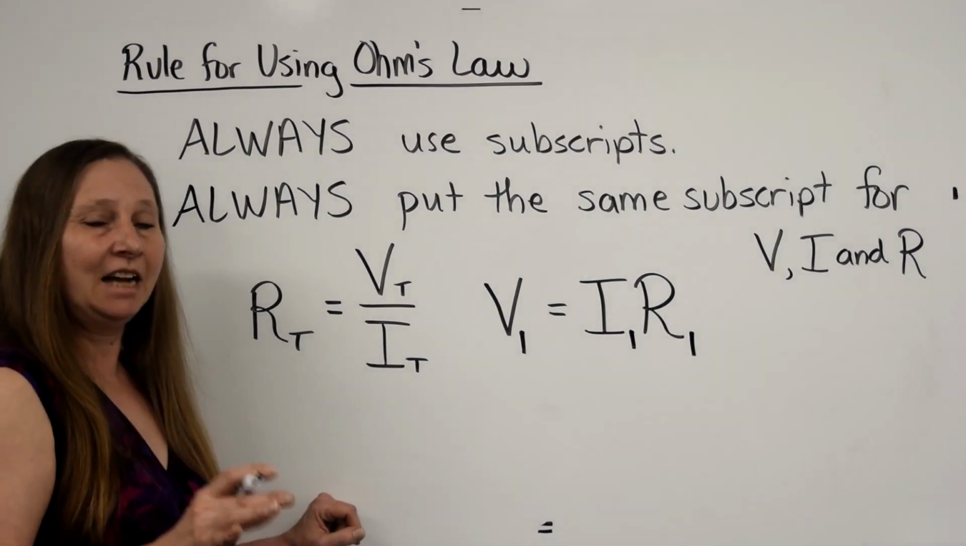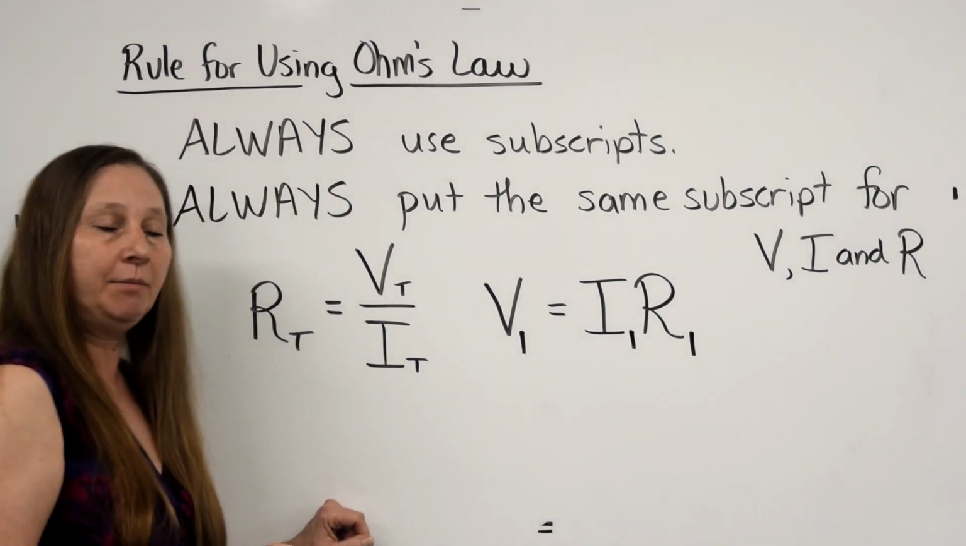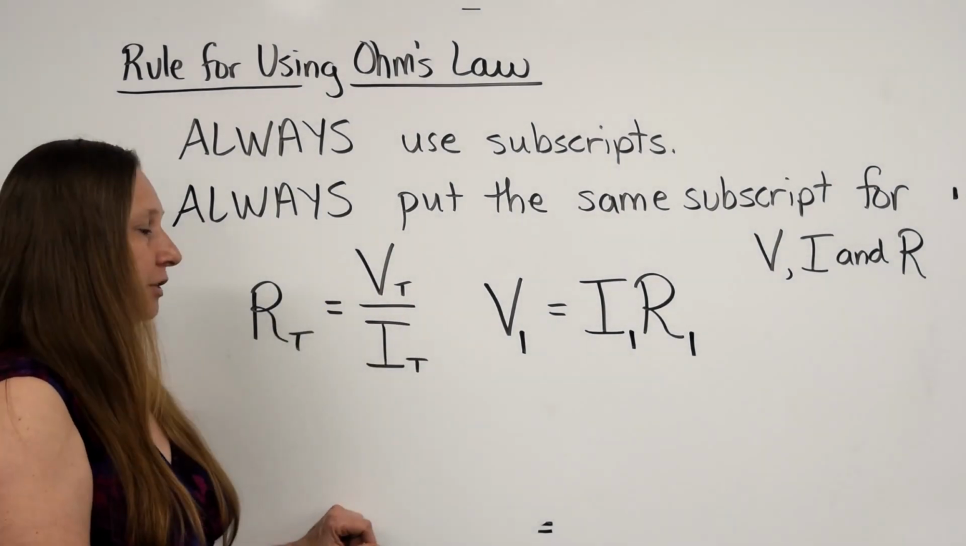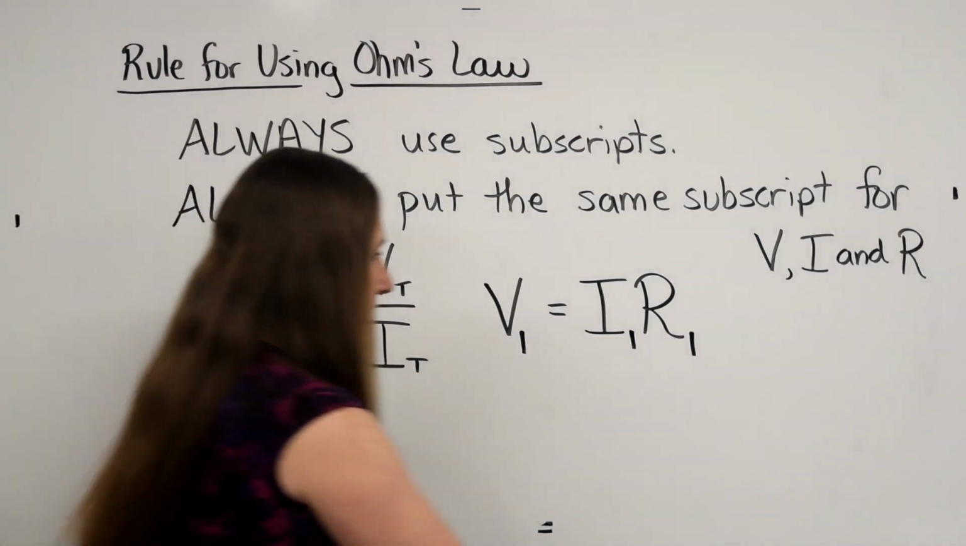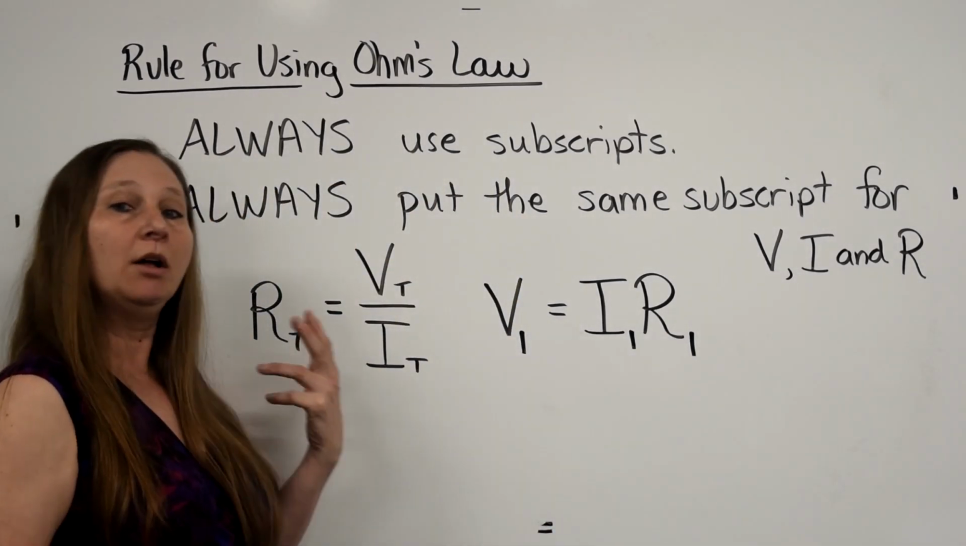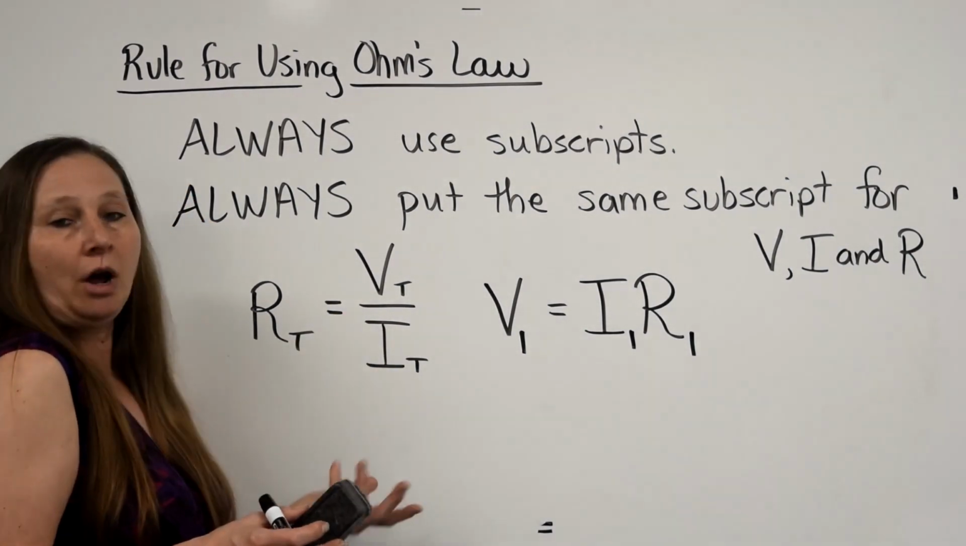Now that's not to say that sometimes I total is going to be the same as I1. But if you keep this all straight, it's going to be much, much easier in the long run, and you won't get confused when you've got maybe 12 different variables or more that you're trying to find. Let's try one more.